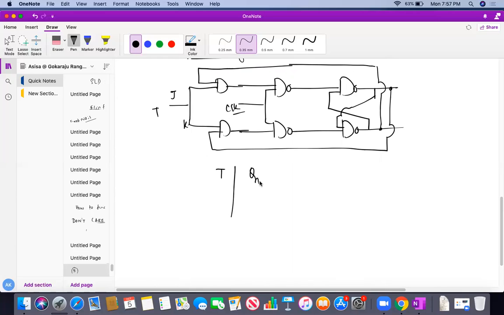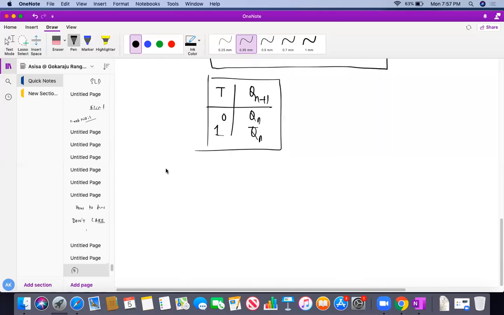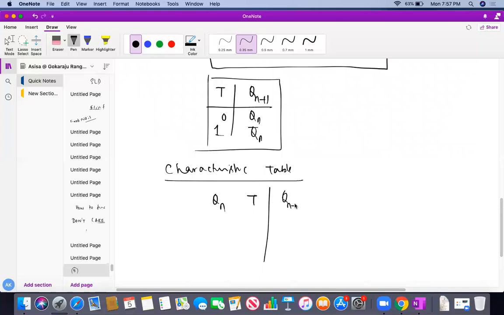T, and this is Qn plus 1. So when T is 0, Qn plus 1 is Qn, and when T is 1, Qn plus 1 is Qn bar. So this is my truth table. Obviously, the characteristic table we can draw just by seeing the truth table, nothing else. So we'll have Qn, T, and Qn plus 1. Obviously there are 0 0, 0 1, 1 0, and 1 1.